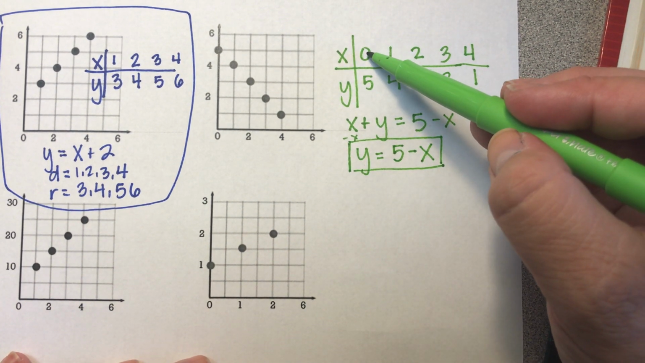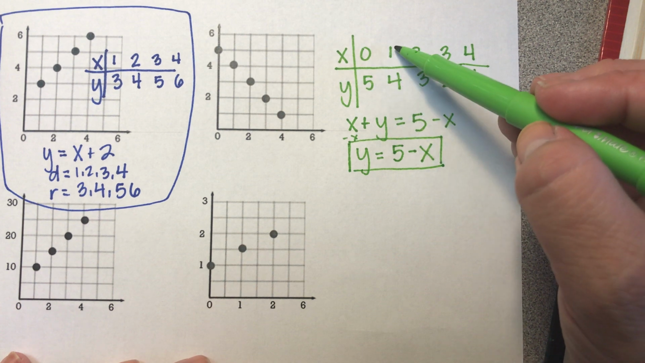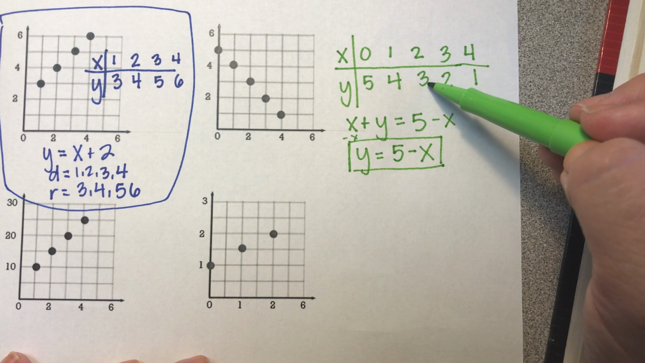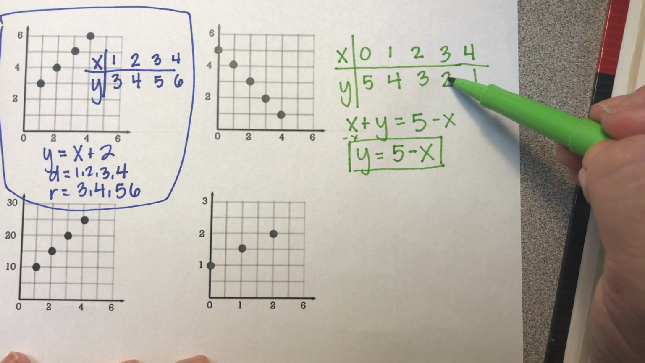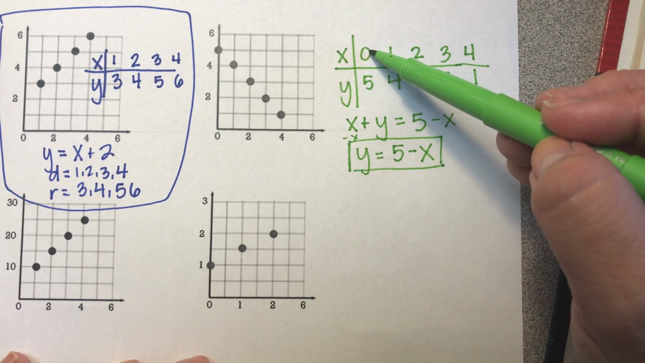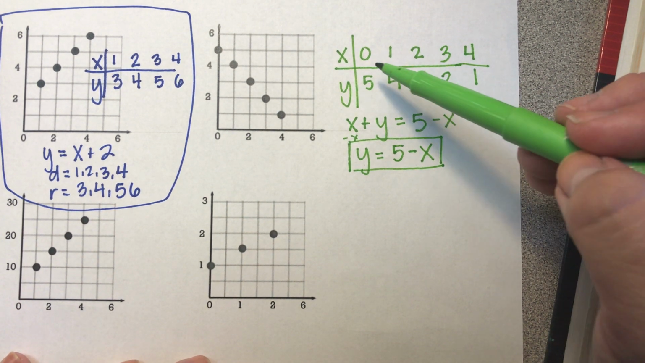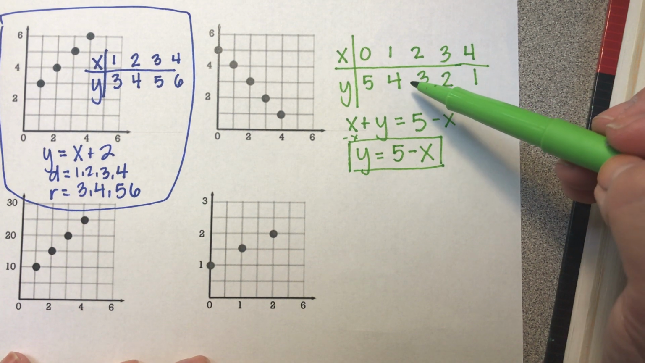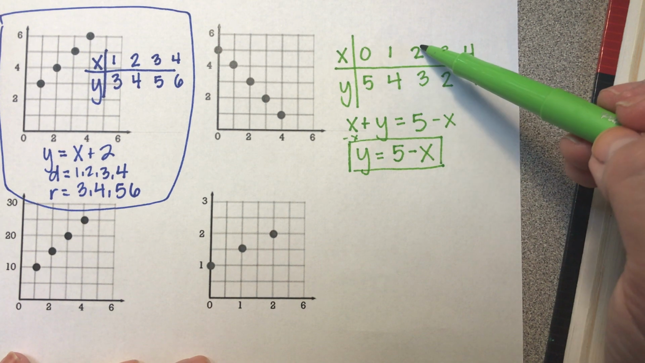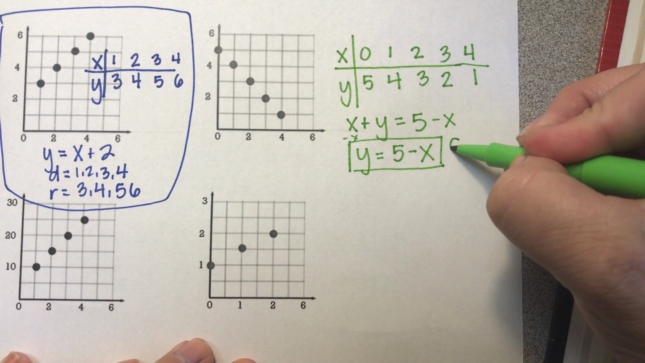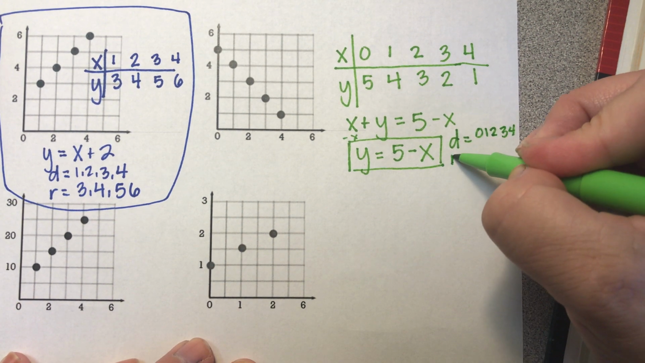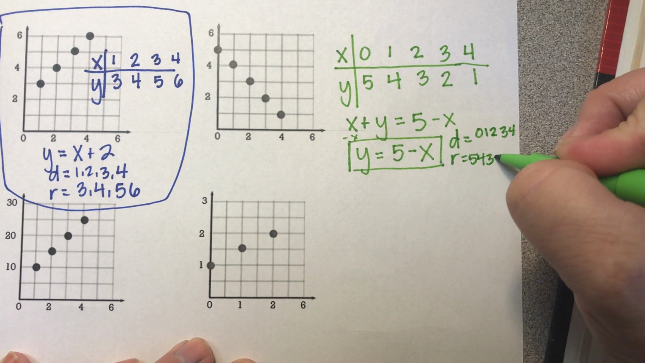Okay, so 5 minus 0 is 5. 5 minus 1 is 4. 5 minus 2 is 3. 5 minus 3 is 2. 5 minus 4 is 1. So if you don't see an obvious relationship between like adding 5, adding 5, adding 5, or times 2, times 2, times 2, look to see if there's a relationship between like these add up to 5, add up to 5, add up to 5. Okay, and then the domain is 0, 1, 2, 3, 4, and the range is 5, 4, 3, 2, 1.